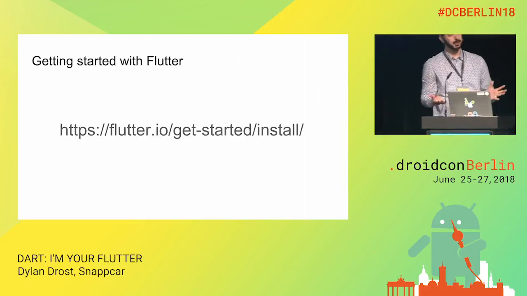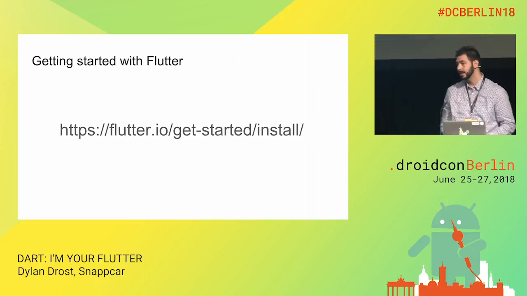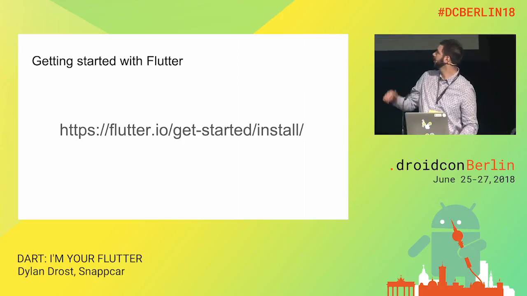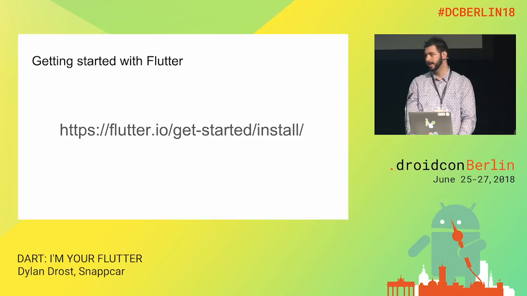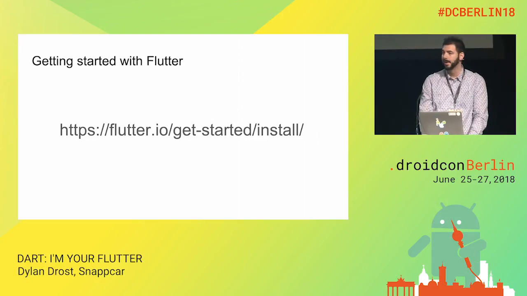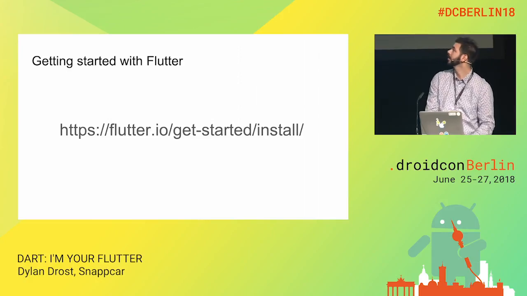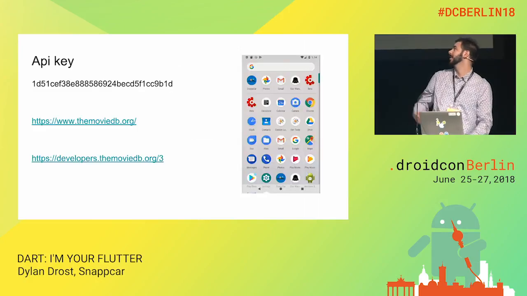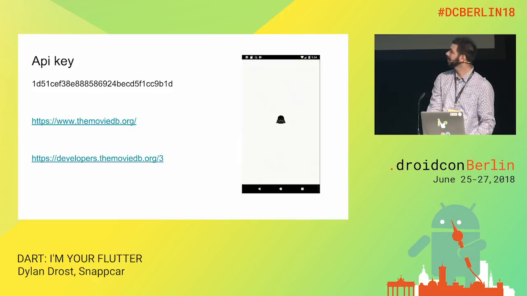We also need to install Flutter. There's a link in the README, of course, but it points to here where you can download the SDK if you haven't installed it already. It's really easy to set up. And I'll continue to the next one. This is the API key. It's just a public service.